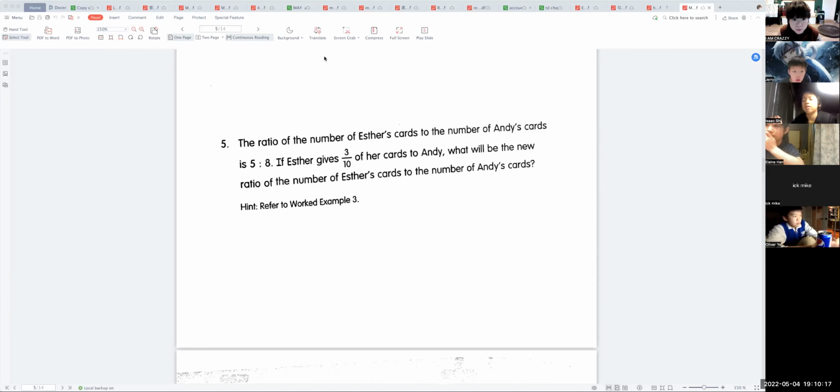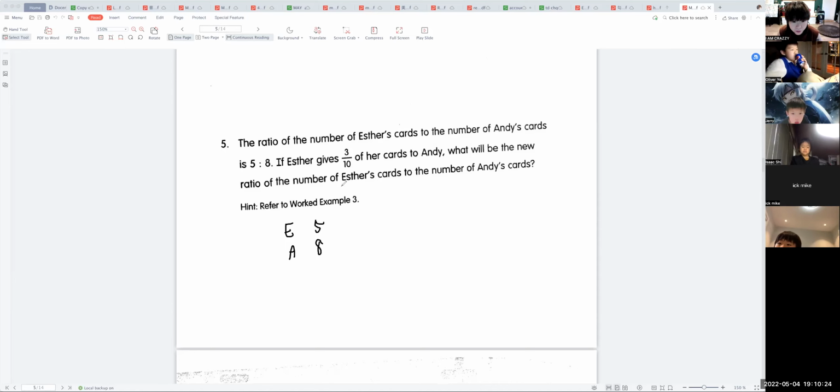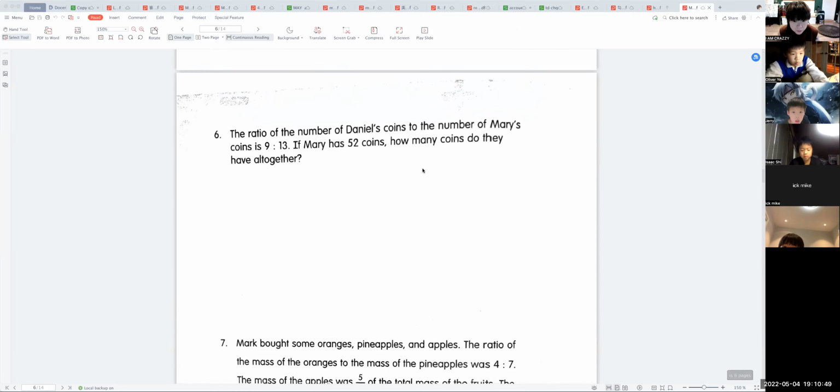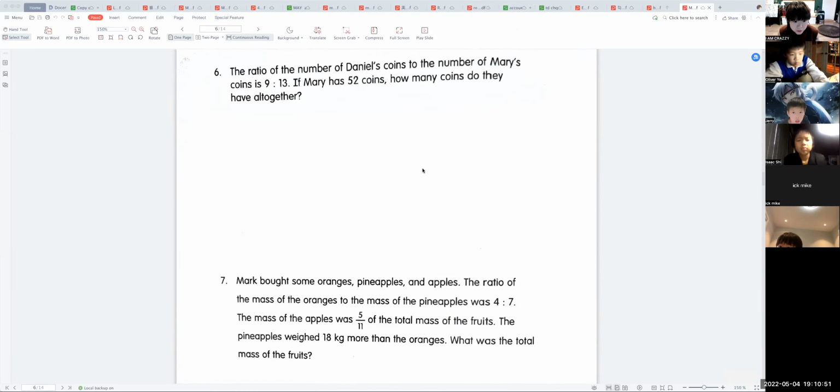Okay, so let's take a look at this one. The ratio of Esther's cards to Andy's cards is 5 to 8. If Esther gave 3/10 of the cards to Andy, of course I want to make sure that Esther's cards are divisible by 10. Very easy, 10 to 16. That means Esther gave 3 and Andy received 3. So the answer is 7 to 19. Whoever sent me the answer, you got it right. Okay, very good.